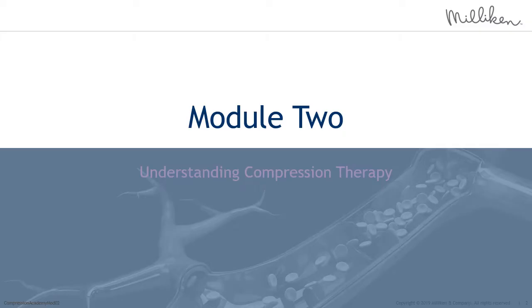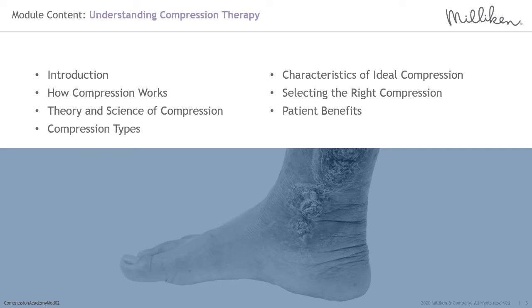Welcome to Module 2, Understanding Compression Therapy. This module presents the theory and science of compression therapy, different types of compression materials, and bandage selection. This module will explore how compression works, the theories and science underpinning predicted subbandage pressure, the dynamics of therapeutic compression, different compression types, the characteristics of an ideal compression system, considerations for compression selection, and patient benefits.